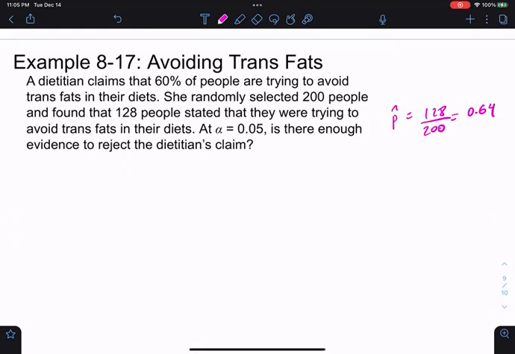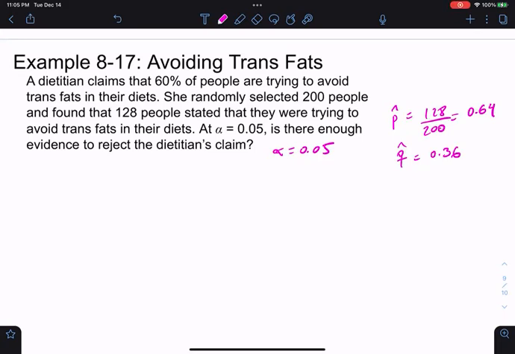And this is p hat, and q hat should be equal to 0.36. And let's see what else they're saying here. At 0.05, is there enough evidence to reject the claim? So is there enough evidence to reject the claim?